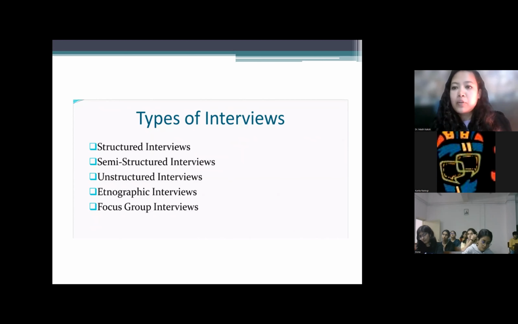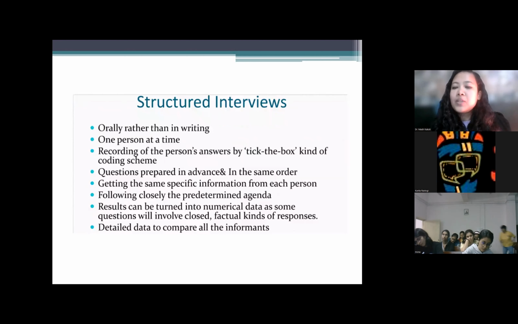Interviews should always be one on one. Yeah, structured interviews, semi-structured, unstructured, ethnographic, and focus group interviews. Let's look at structured interviews. Now, structured interviews are usually accompanied with questionnaires. When we talk about questionnaires, we'll again come back to this point of how structured interviews progress.